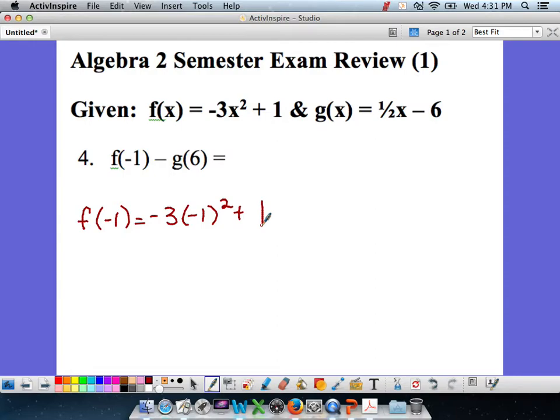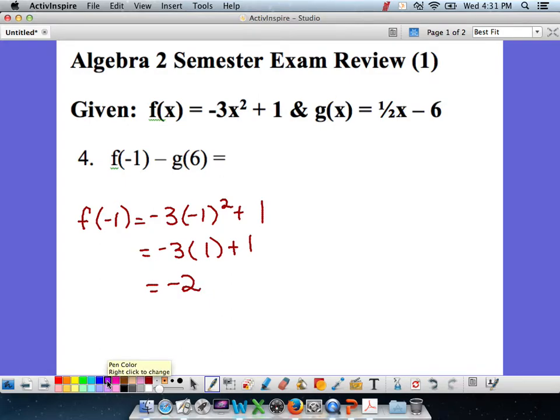Negative 1 squared is going to be a positive 1. If you don't put this in parentheses, the calculator will read it as just a negative. So we have here, this is 3 times positive 1 plus 1, and your answer is going to be negative 2. So we have f of negative 1 equals negative 2.